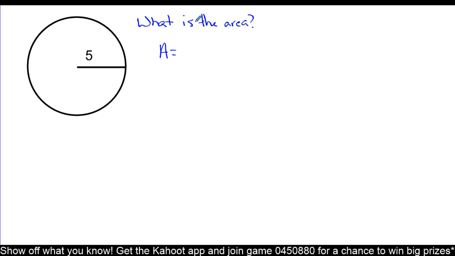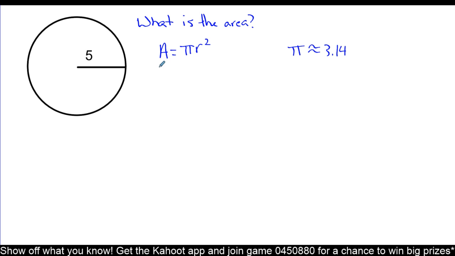Always write down the formula. It's just a good habit to get into. Pi r squared. Oh, I forgot to remind everyone, in case you forgot, pi is about 3.14. Doesn't equal 3.14. That's why it's a squiggly sign. Okay, so it's just about 3.14.